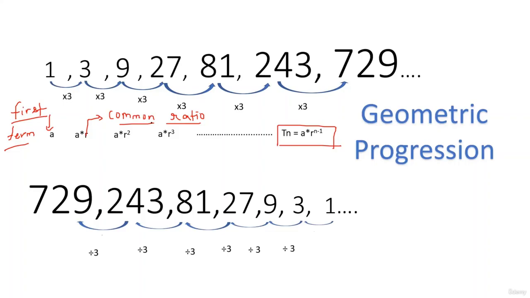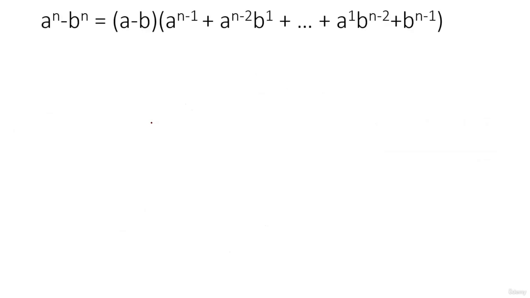Now let's talk about the sum of the n terms of a geometric progression. For that, we need one formula which we have already discussed in the starting of the third module: A raised to n minus B raised to n. We have seen this formula already in the second part of algebraic equations. It equals A minus B into A raised to n minus 1 plus A raised to n minus 2 into B raised to 1, A raised to n minus 3 into B square, up to A raised to 1, B raised to n minus 2 plus B raised to n minus 1. This is how it goes.